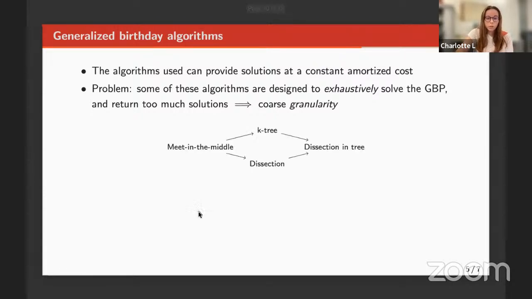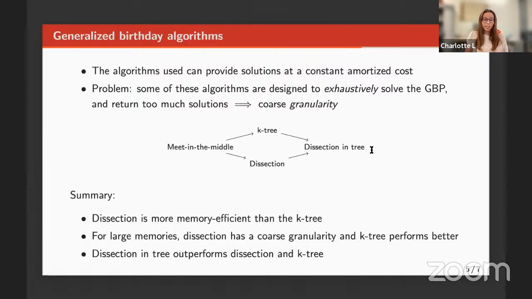So now these are the algorithms from the literature that we considered in this work. The dissection from Dinur et al. and the K-tree from Wagner can be seen as generalizations of the meet-in-the-middle algorithm. In particular, Bricout et al. used the K-tree combined with the representation technique, and it gave them the asymptotic cost presented a few slides ago. Also, it's possible to hybridize the K-tree and the dissection, and it gives us the dissection in tree, which was introduced by Dinur. So the summary is that the dissection is much more memory efficient than the K-tree.